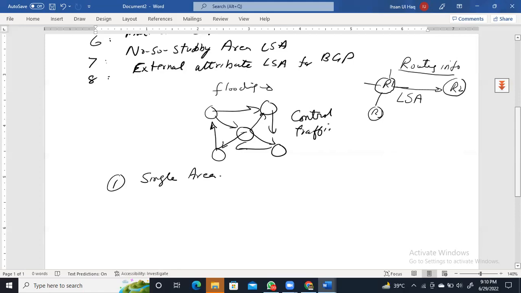So if your network is small, you may go with a single area, but if your network is a large network like PTCL for example, definitely a single area will create a huge problem. Maybe in the PTCL network there may be 500 routers, and 500 routers flooding will make the whole network problematic. That's the reason we divide it into multiple areas.